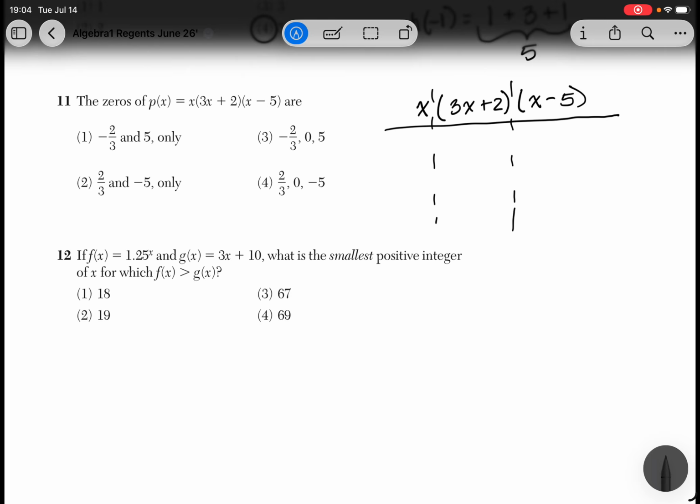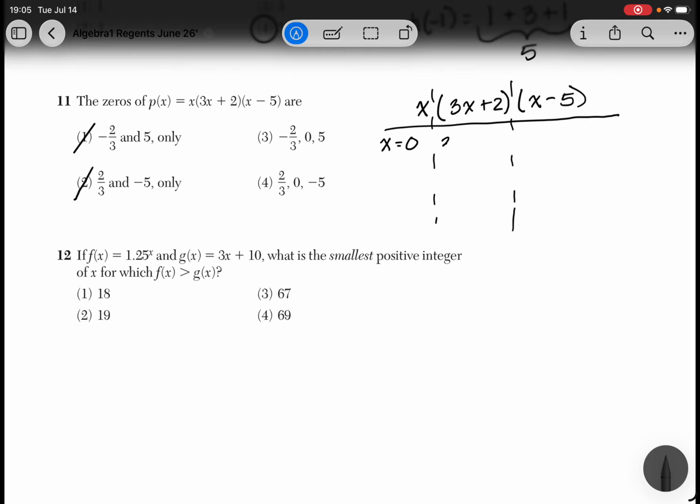For this first one, if we're asking about zeros, we're going to set it equal to 0. So x equals 0. That's already done for us. So we know we need an answer choice that has 0 in it. The only 2 that have answer choices with 0 in it are 3 and 4, so we can automatically cancel out 1 and 2.